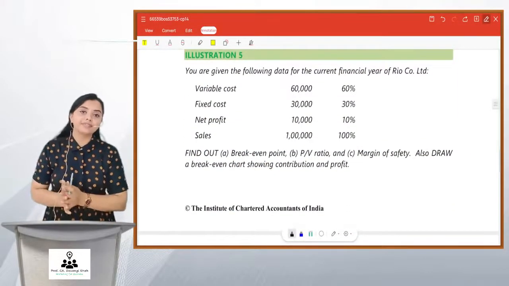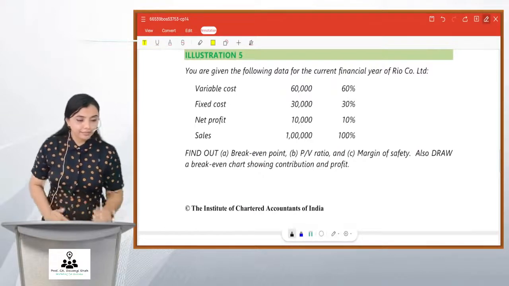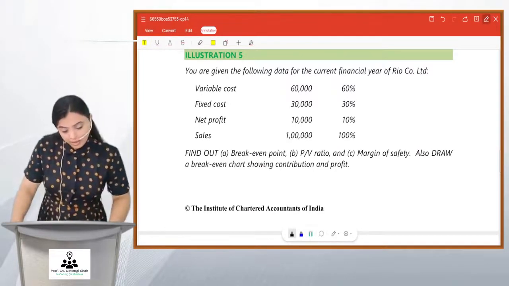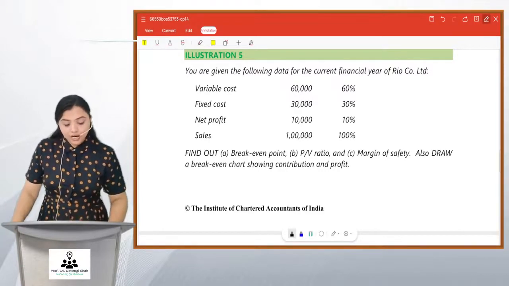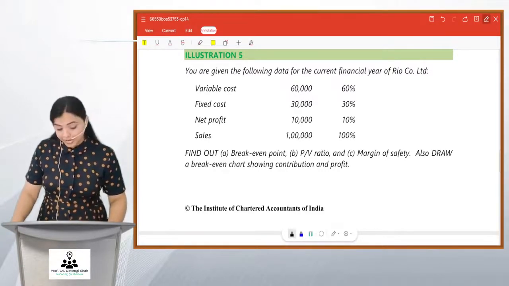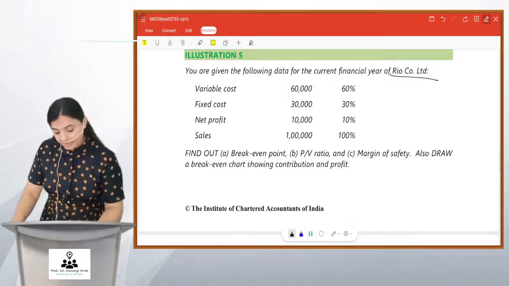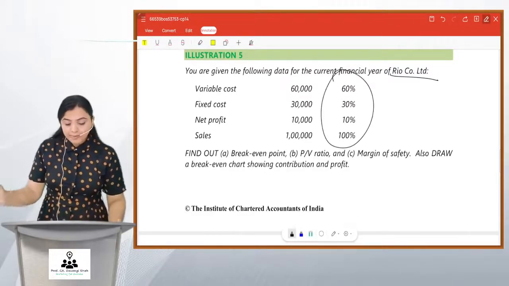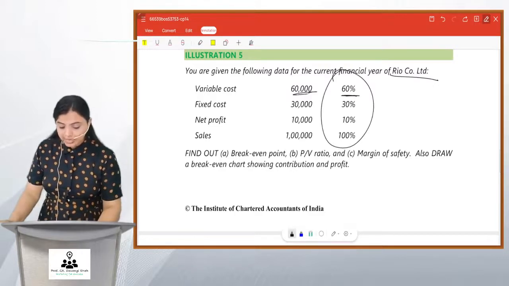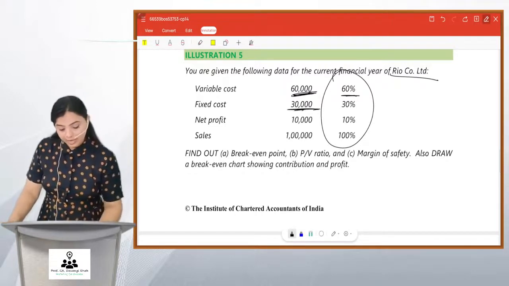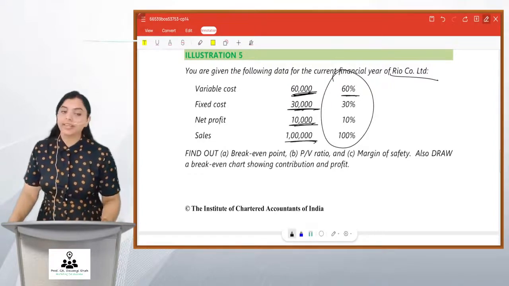Illustration 5. You are given the following data for the current financial year of Rio Company Limited, and this is the data. 60% is variable cost, which is 60,000. 30% is fixed cost, that is 30,000. And profit is 10,000, sales is 1 lakh.